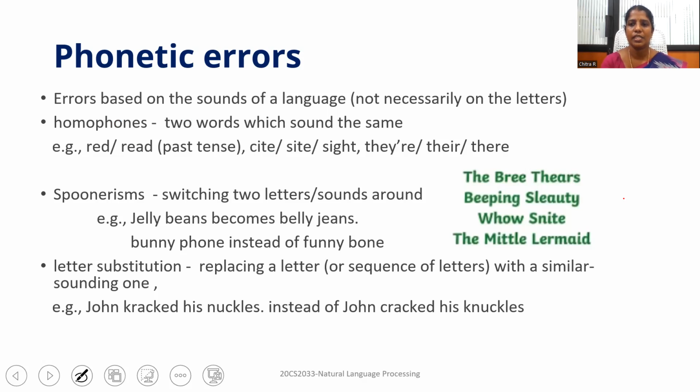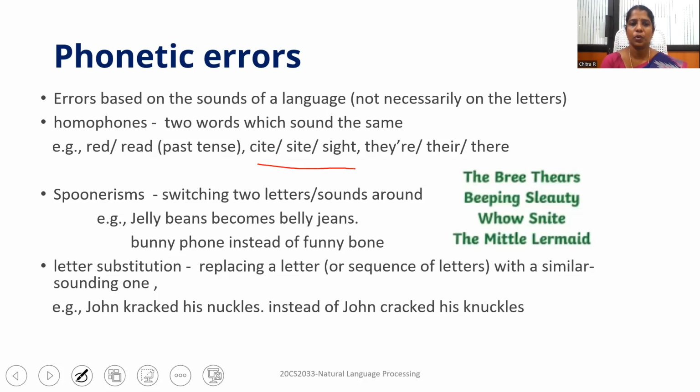"Sight". It may take "cite", "site" or "sight", and based on the situation we fix that. So there is a possibility of being misled, and that is called the phonetic error. "There" may be "there", "their", or "they're", all are possible. So that is known as homophonic errors.